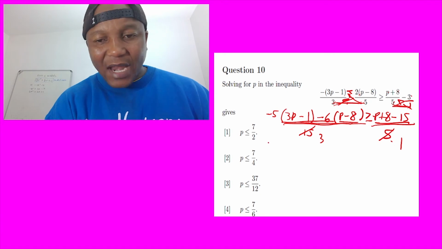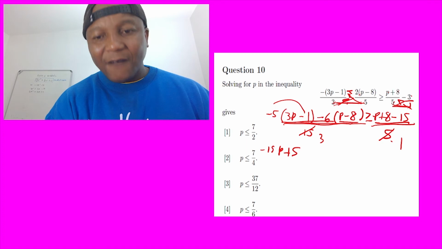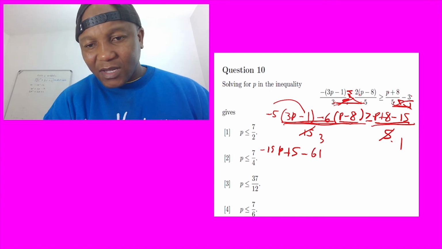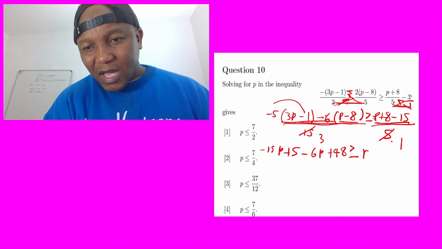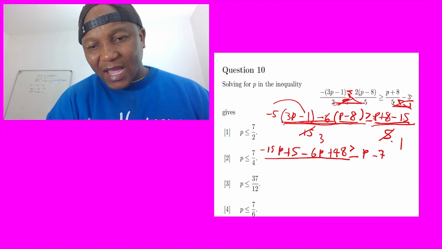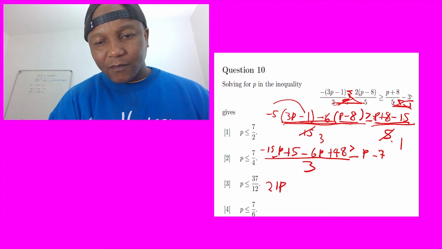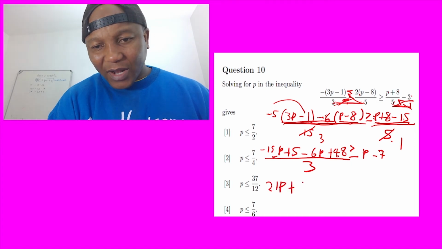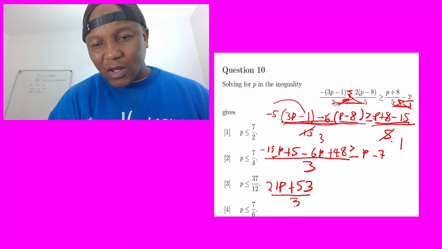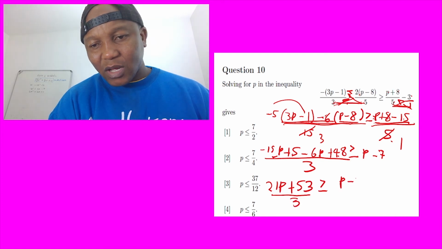So now, negative 5 times p, negative 15p. Negative 5 times 1, positive 5. Okay, negative 6 times p, negative 6p. Negative 6 times negative 80, positive 480. Greater or equal. p, positive 8 minus 15, negative 7. But remember, this one here has a 3 under it. Let's group the top. Negative 15p minus 6p equal to negative 21p. Positive 5 plus 48 equal to plus 53 over 3, which is greater or equal to p minus 7.